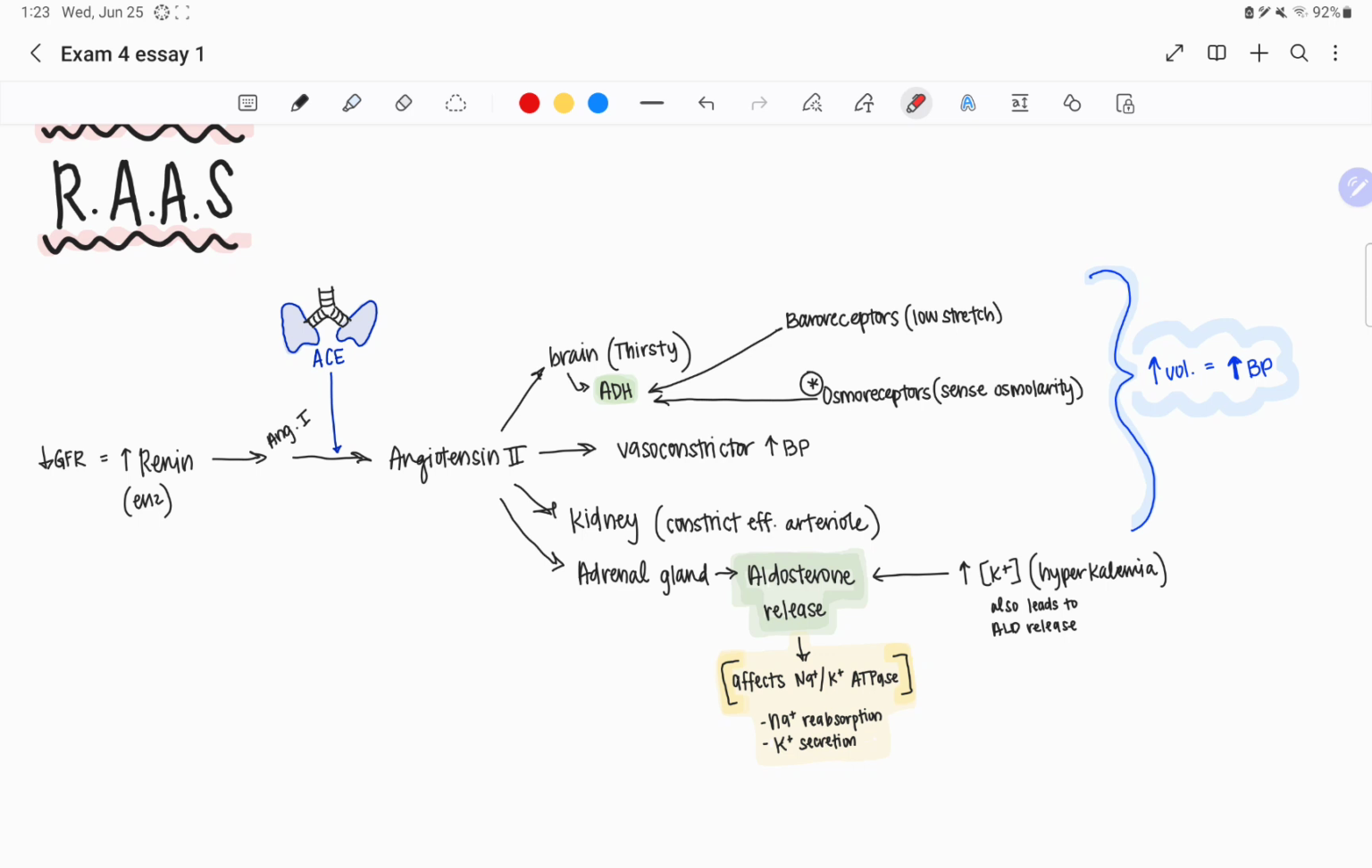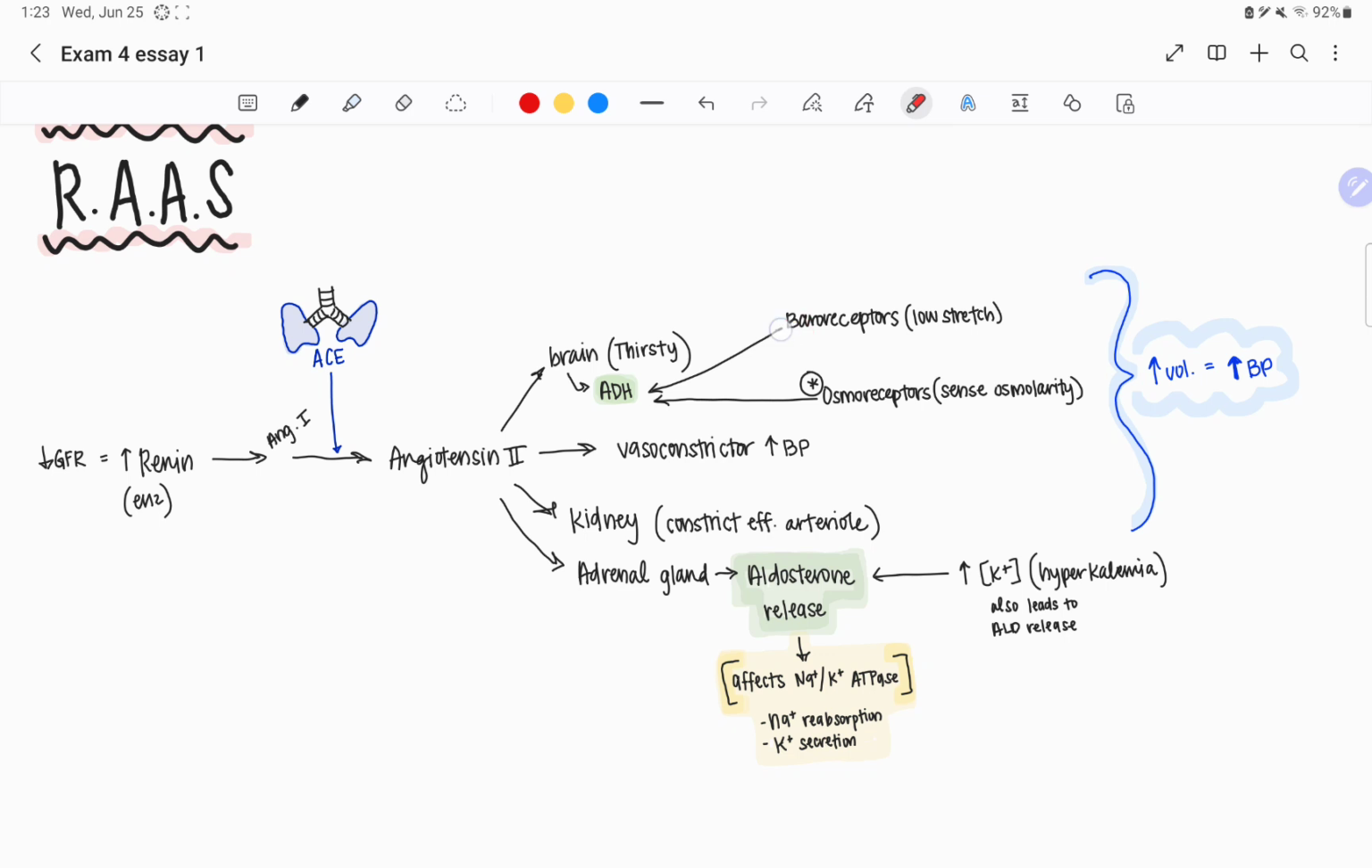Now, angiotensin 2 does a whole bunch of stuff. It acts on the brain. It causes us to be thirsty, right? Because increased volume equals increased blood pressure. I kind of have that drawn over here. Everything that angiotensin does is trying to increase blood pressure. That's its job. So it causes us to be thirsty, so we're going to drink a bunch of water. That's going to increase our blood pressure. The brain also is going to release ADH, antidiuretic hormone.